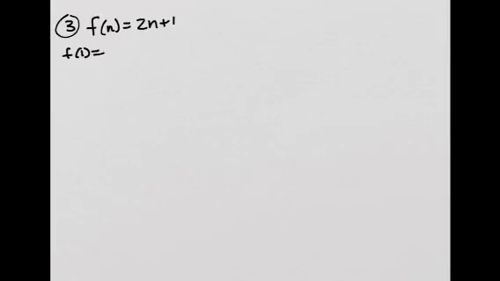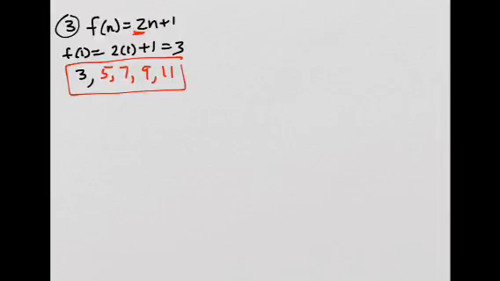For the first term, replace the n with a 1, and that gives you 2 plus 1, which is 3. After that, you can just add 2, because that's the common difference right there. So 5, 7, 9, 11. So that would be the answer to the first part.